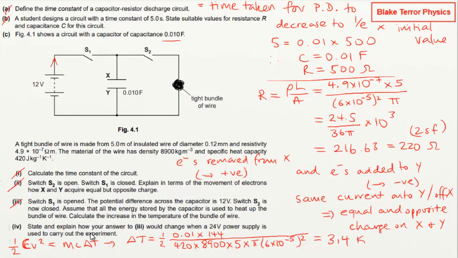State and explain how your answer to that last part of the question would change when a 24-volt power supply is used to carry out that experiment. Right, so we're doing one of these chains: voltage times 2, therefore energy times 4, therefore delta T times 4. So the temperature is going to go up 4 times the amount, so 4 times 3.4. Okay, that was fine. That question, not particularly exciting, but it was all right.